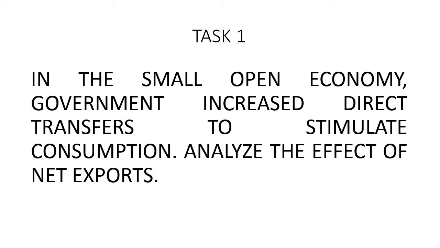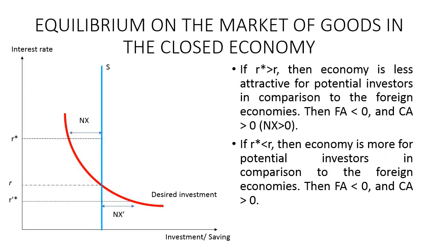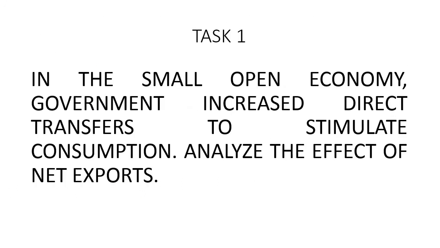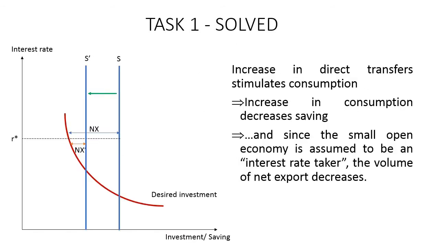Okay, so this is the task for you. In the small open economy, government increases direct transfers in order to stimulate consumption. You have to analyze the effect of this policy on net exports. So again, you have to do it using this graph and this identity. If you'd like to practice, put this video on hold and I am proceeding with the solution.